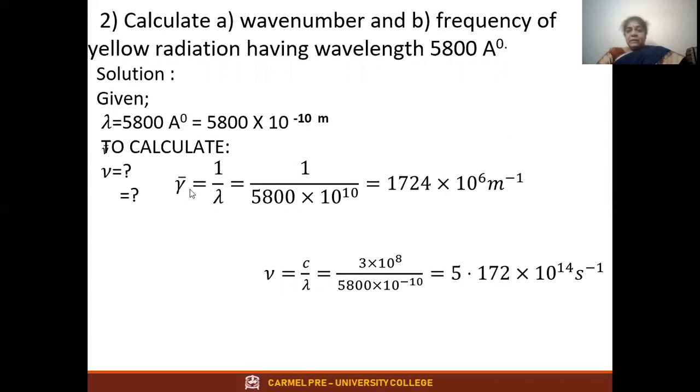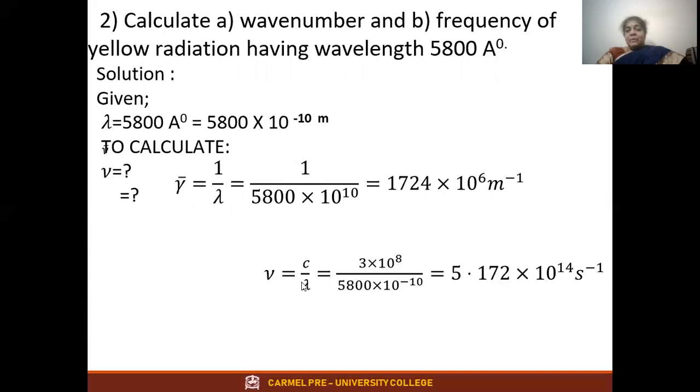Right. So now here, how do you find out mu bar? Mu bar is equal to 1 by lambda, which is equal to 1 by 5800 into 10 power minus 10. So it will be 1724 into 10 power 6 per meter. If you do this with the calculator, automatically you will get this.